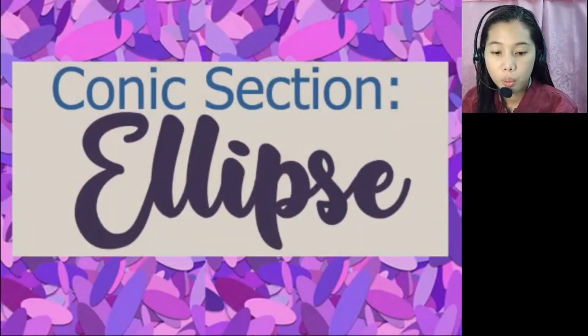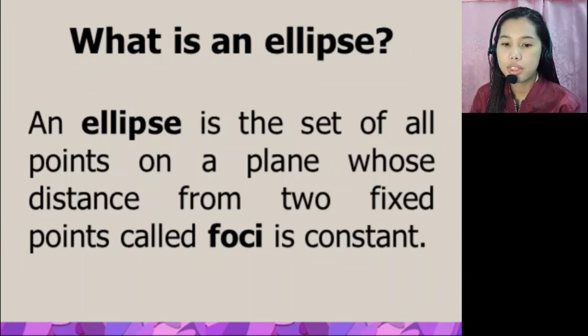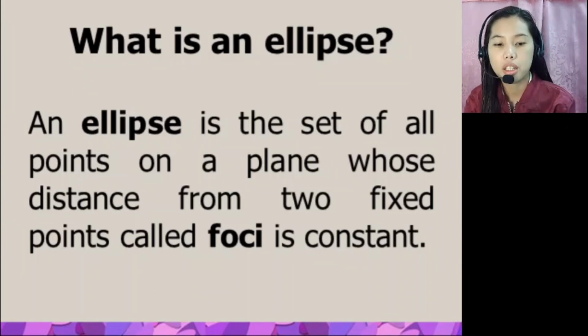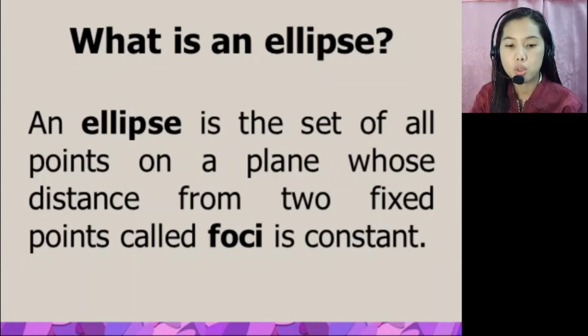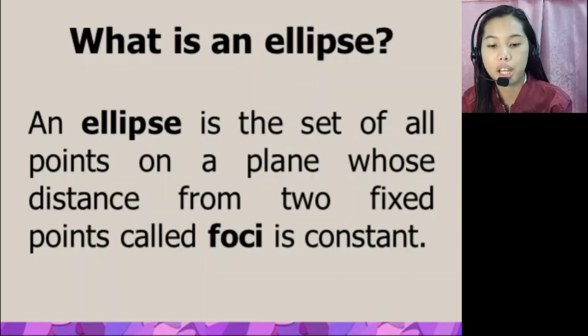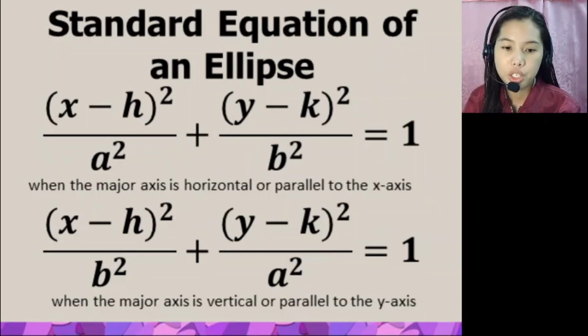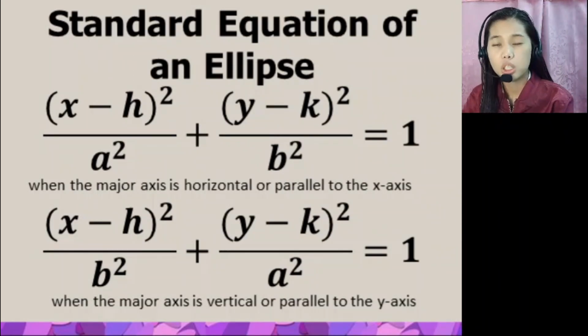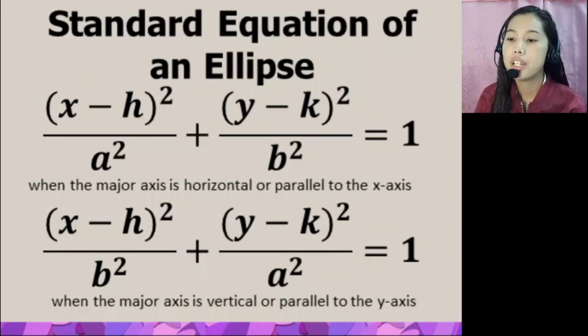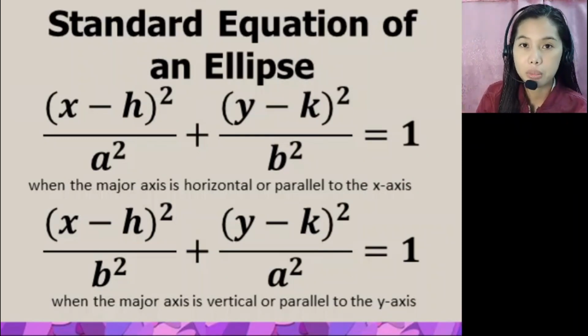So what is an ellipse? An ellipse is the set of all points in a plane whose distance from two fixed points called foci is constant. So the standard equation of an ellipse is represented in these two equations. They're actually the same. The only difference is the value of their denominators.